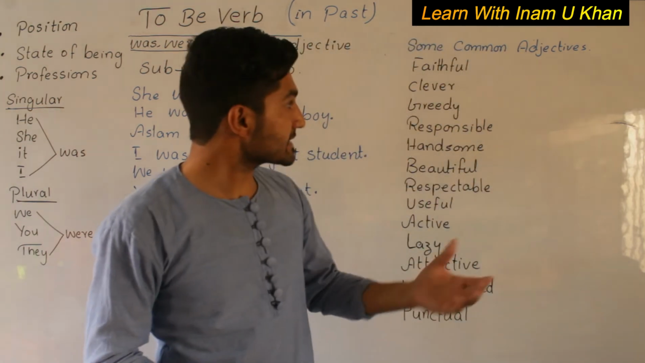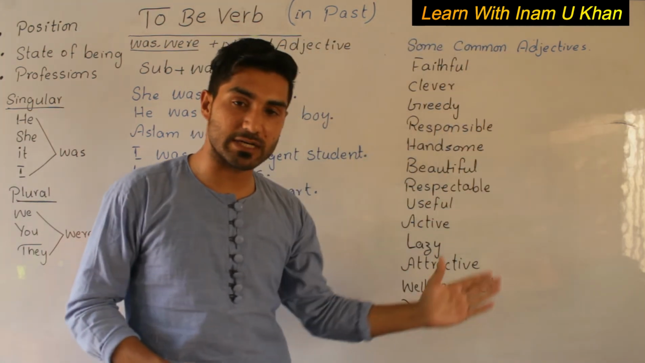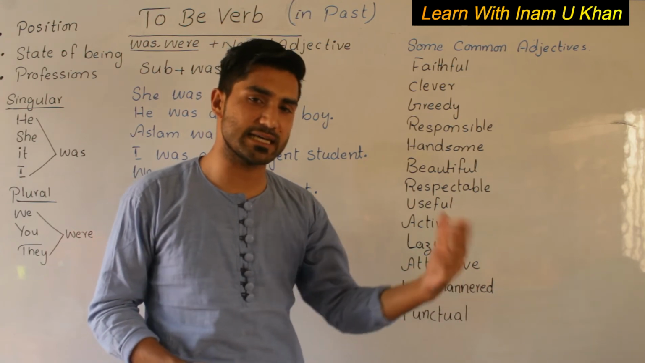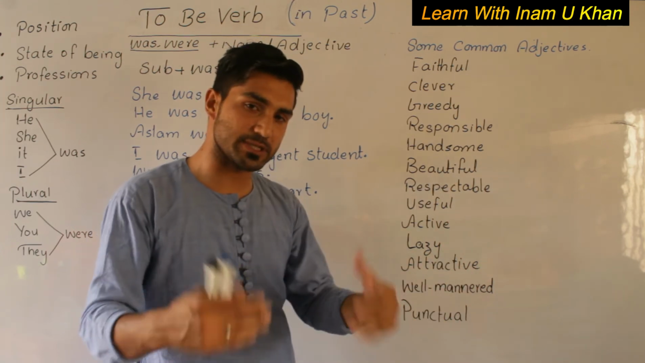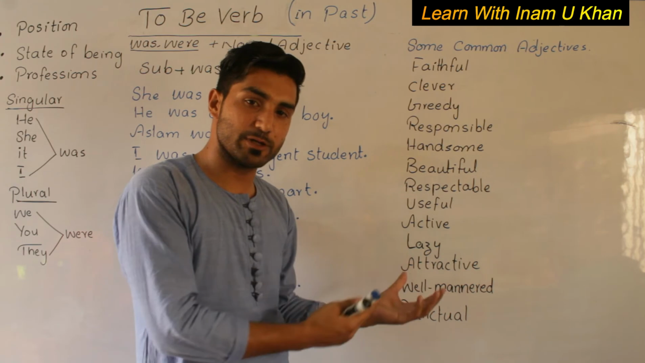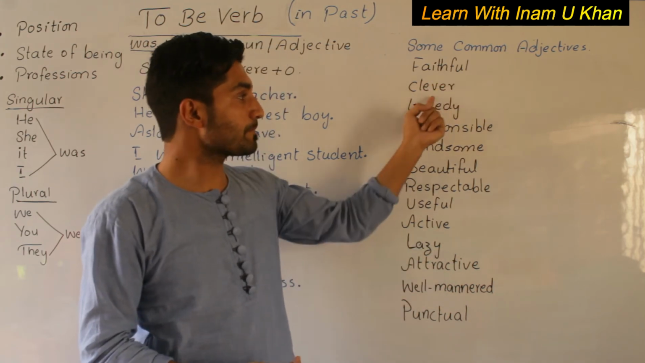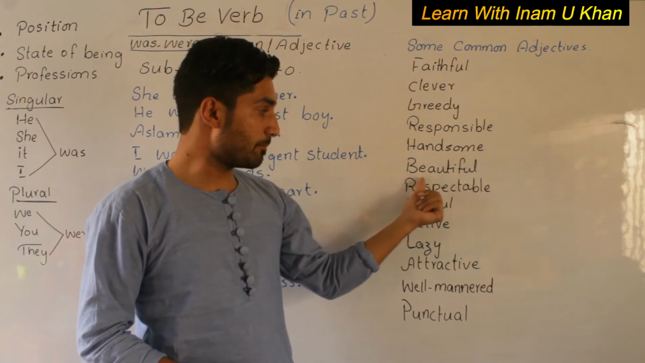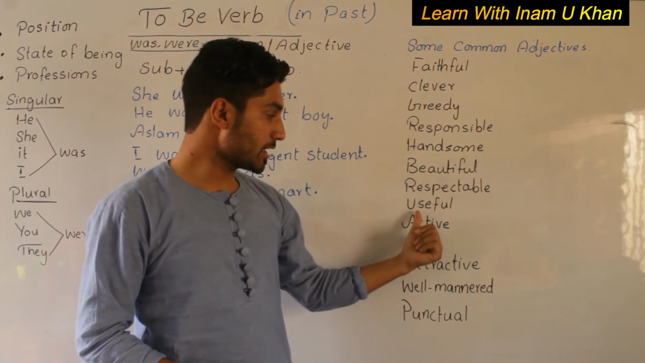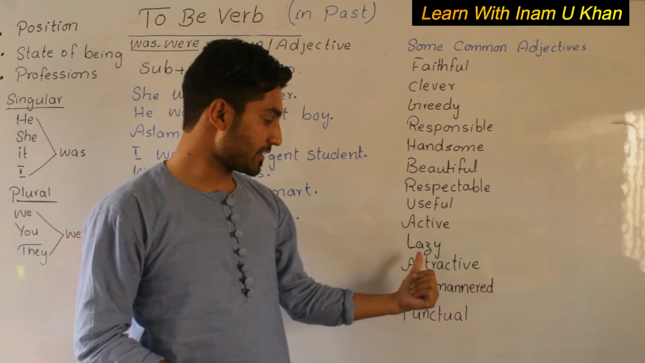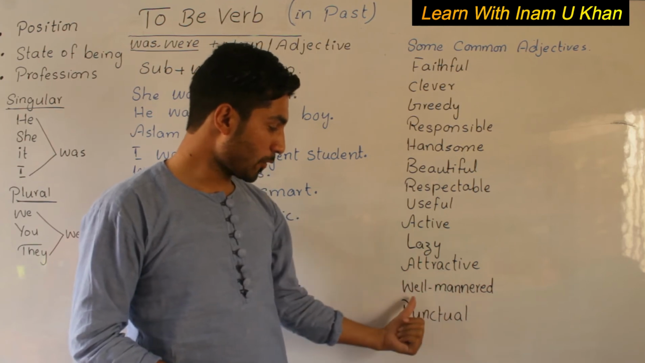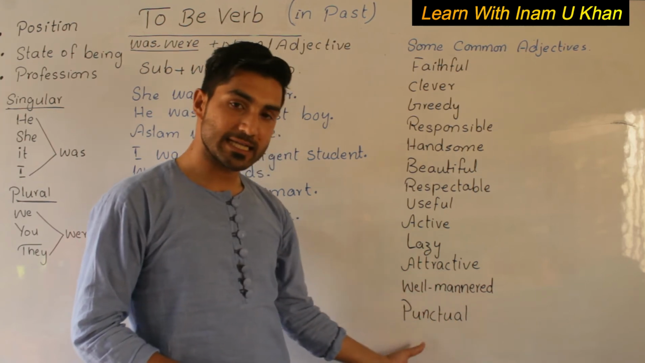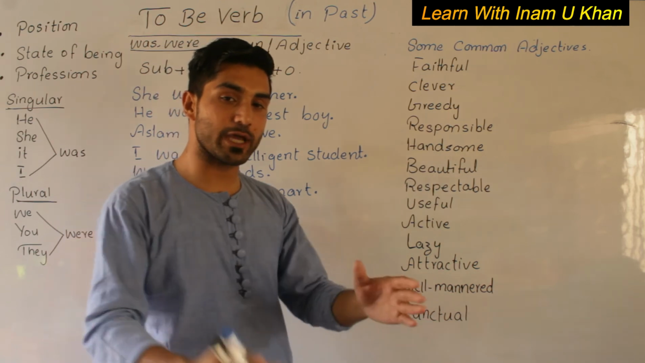And now there are some common adjectives that we generally use. There are a lot of adjectives, but I want to give you some that would be very helpful. Okay, so: faithful, clever, greedy, responsible, handsome, beautiful, respectable, useful, active, lazy, attractive, well-mannered, punctual. These are the adjectives that you can use with the be verb.